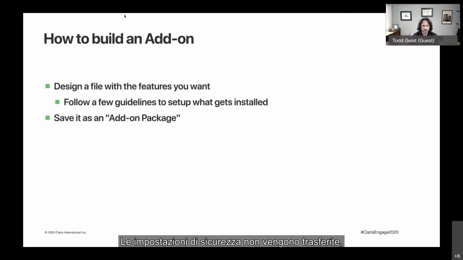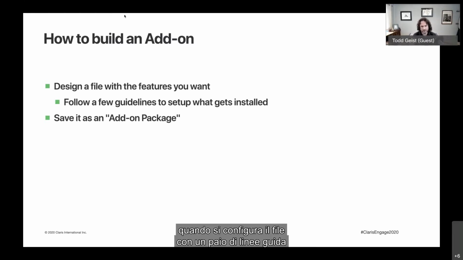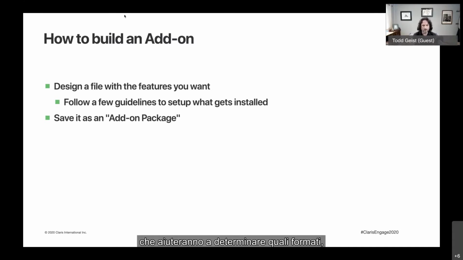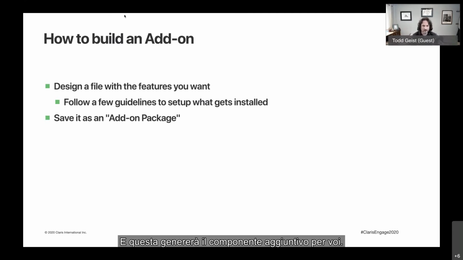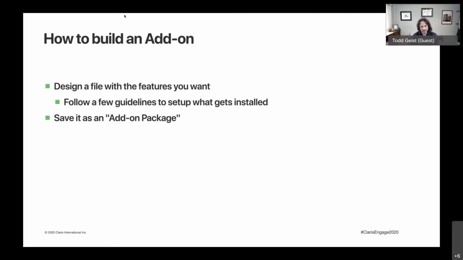Security groups do not come over, and certain layouts don't come over, and we'll talk about exactly how that works. When you set up the file with a couple of guidelines, that will help determine what layouts and what groups get installed, and what actually gets dragged onto a layout. Pretty much everything else will get installed into that file, so you need to know that. And then finally, you're going to run save as add-on package, which is a script step, which we will look at in detail, and that will generate the add-on for you. At a high level, that's how it works.